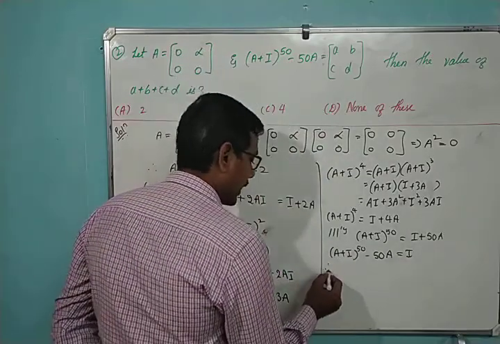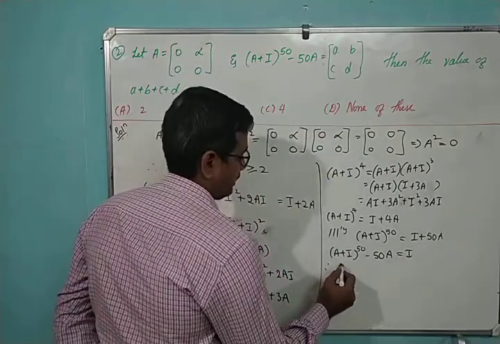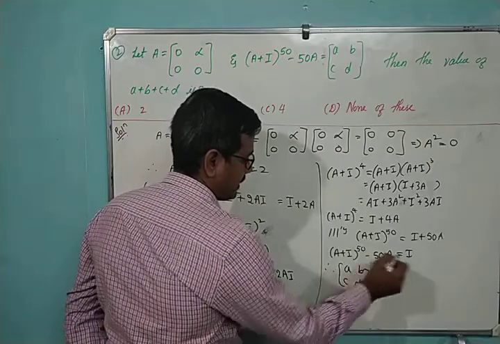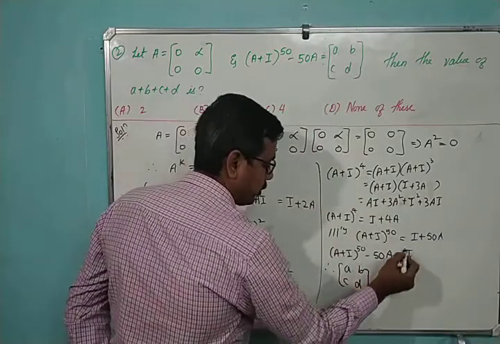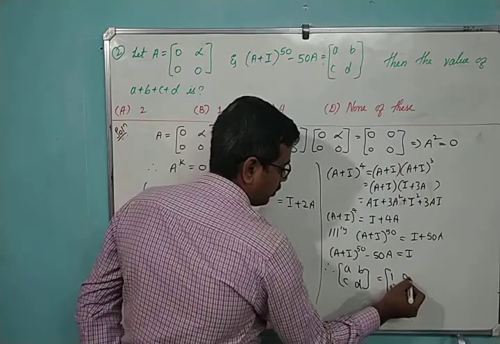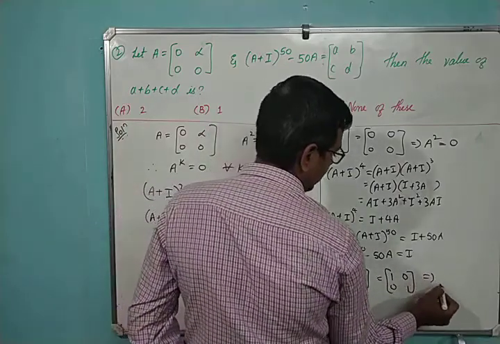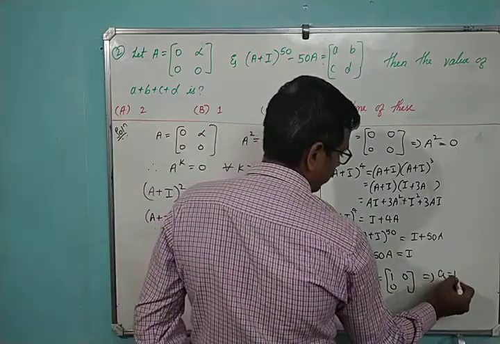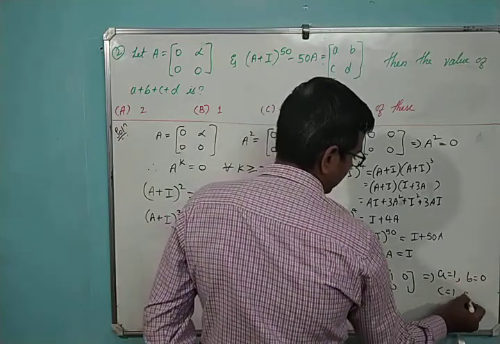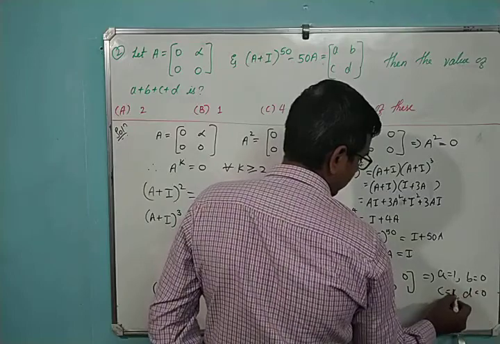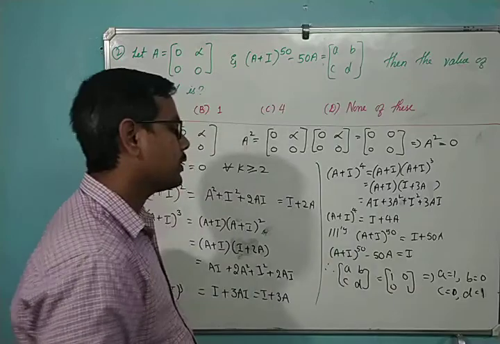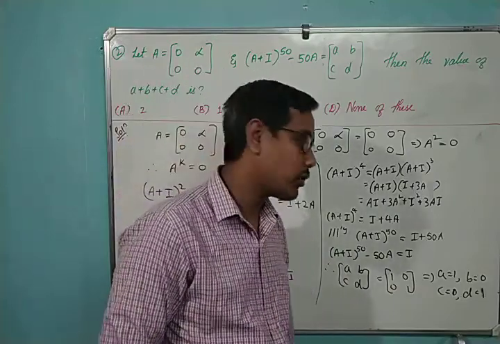So therefore I can write [a b; c d] is equal to I, which is [1 0; 0 1]. Comparing both, we get a is equal to 1, b is equal to 0, c is equal to 0, d is equal to 1. Right? So we got a is 1, b is 0, c is 0 and d is equal to 1.